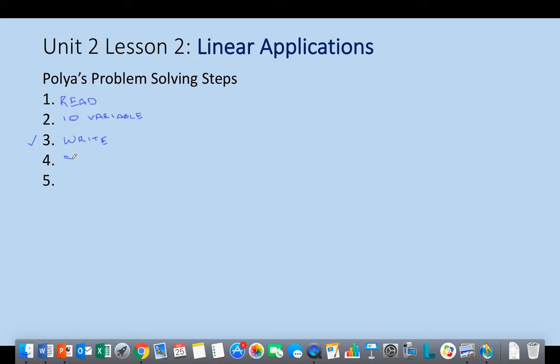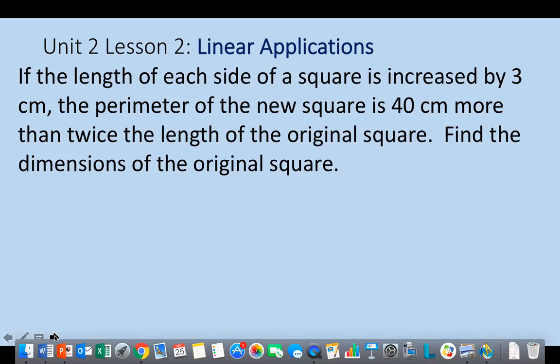Number 4, once you've got an equation written, solve that equation. Usually at this point, especially with linear equations, solving it is not the difficult part anymore. But then finally, the last step is to check your solution. Anytime we have a solution to an equation, that solution is what value makes that equation true. So you can always plug that back into the equation that you wrote, and everything should make sense. All right, so let's take a look at some of these problems that we've got.